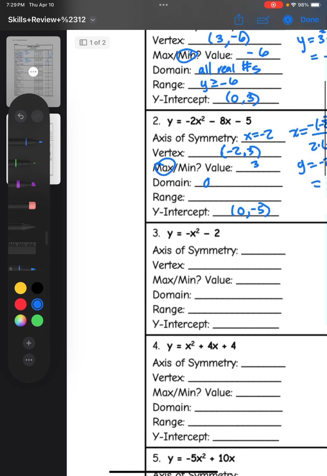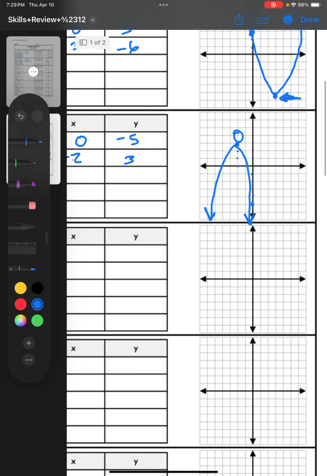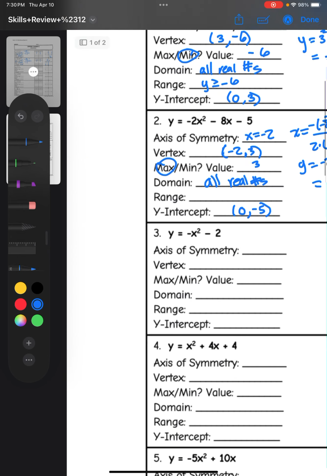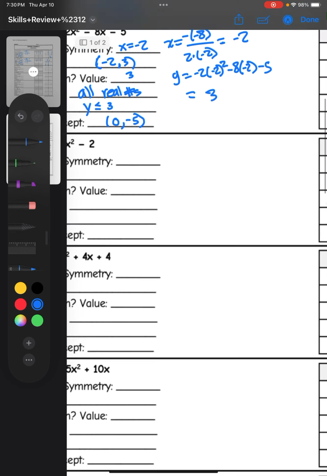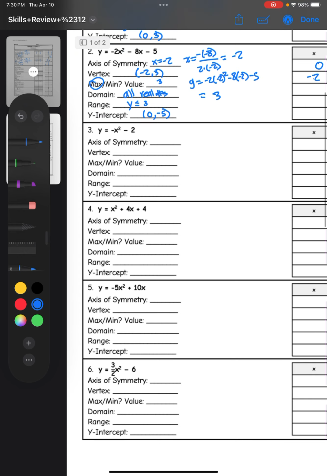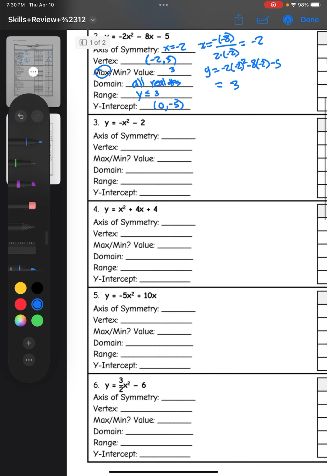All real numbers are going to be pretty much all of these in this worksheet. Just an FYI. Range, any restriction on our y values? Well, yes, these are all less than 3, right? So y must be less than or equal to 3. All right, number 3. Number 3, y-intercept. Well, when x is 0, we get a negative 2.